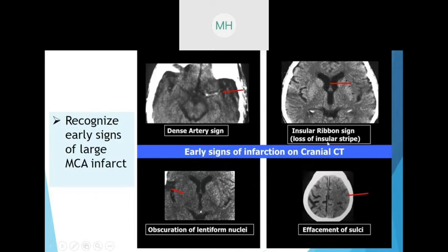Next is the loss of insular ribbon, or loss of insular stripe. We can compare between both sides. There is a loss of gray and white matter differentiation at the insular cortex area. Next, obscuration of the lentiform nucleus. In a normal CT brain, usually the lentiform nucleus is seen to be a bit hyperdense compared to the surrounding. If you can see the surrounding of the lentiform nucleus, the density is just similar, so we can say that there is a loss of the lentiform nucleus structure.